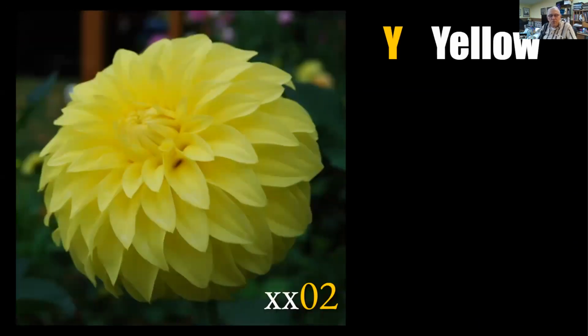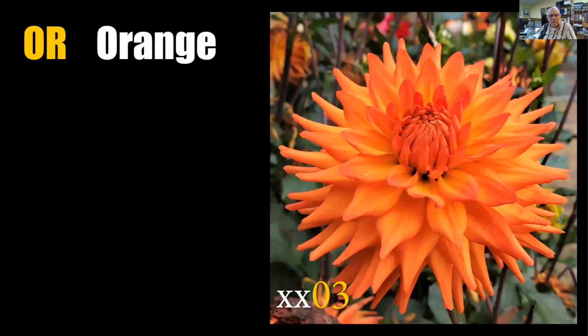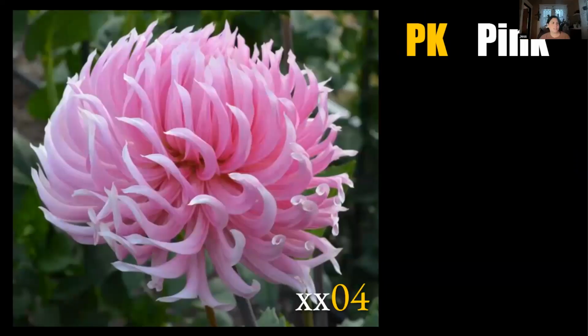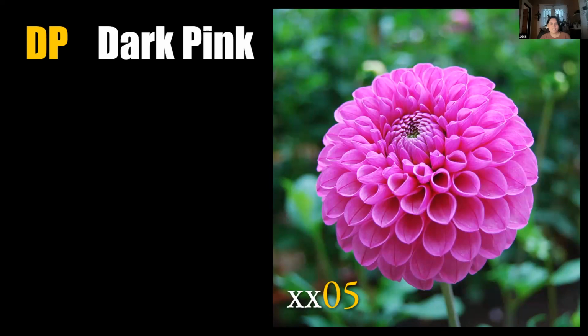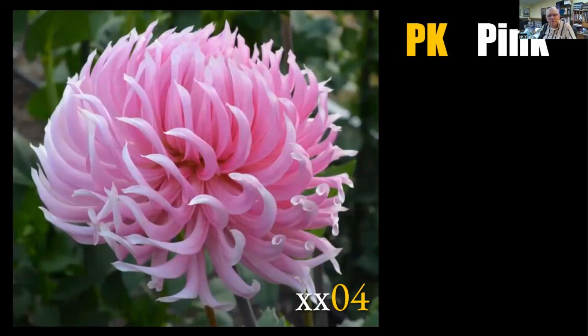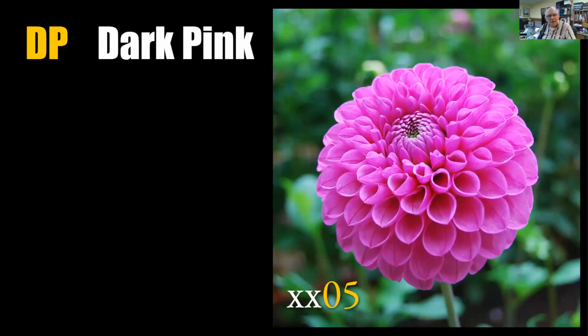Yellow is an O2. Orange, O3. Is that Woodlands Wild Thing, maybe? Not sure. And it looks like it. O4, nice incurved cactus. That's a pink. A Holly Hill cotton candy. Is that what that was? That's what this one is? Pink. Good. Thanks. And then dark pink, O5.